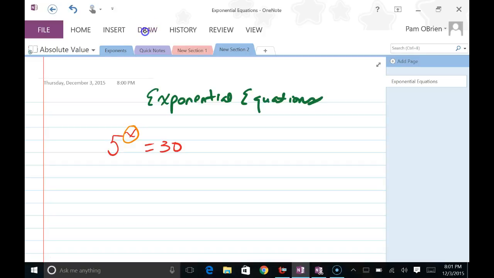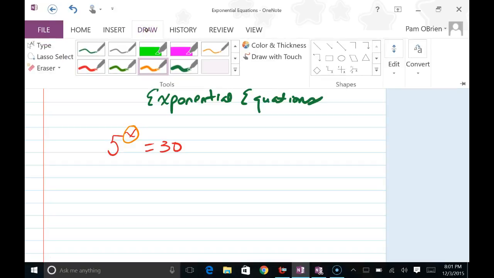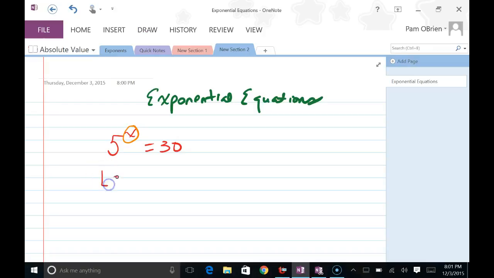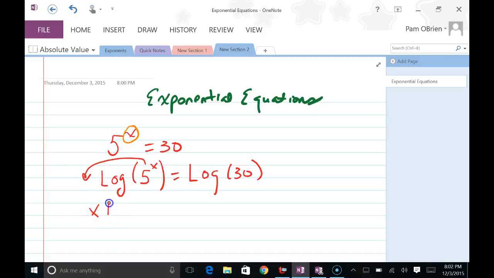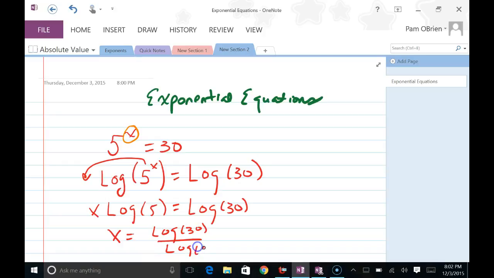And so for our problem, what we're going to do is take the log of both sides. So we're going to have log of 5 to the x equals log of 30. As you can see, we're now able to take that x from the 5 to the x and move it out in front. So it becomes x log of 5 equals log of 30. And now x will equal log of 30 divided by log of 5.